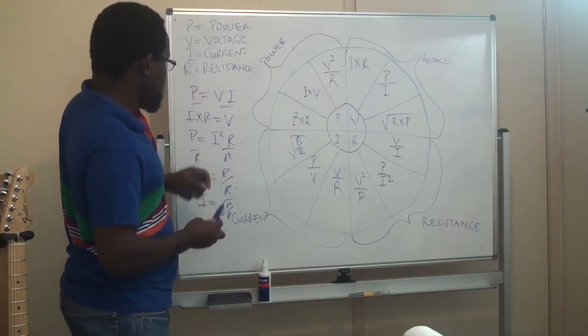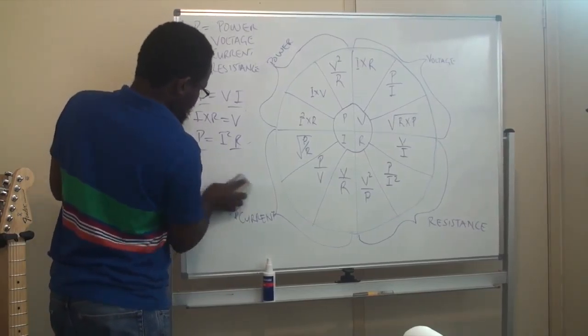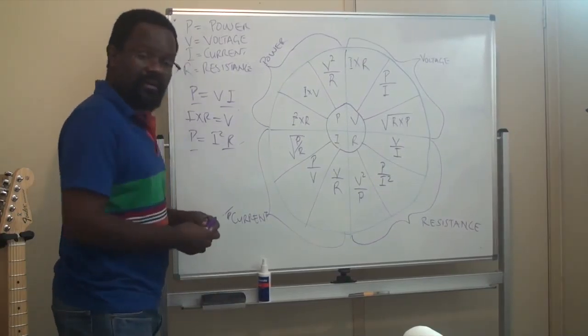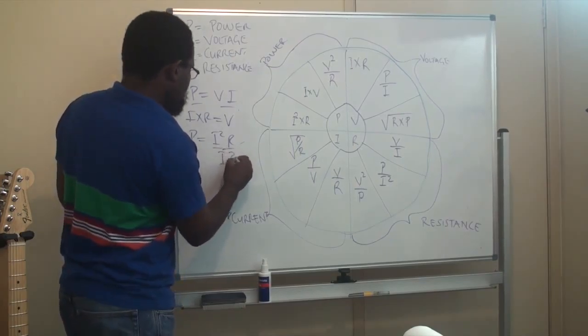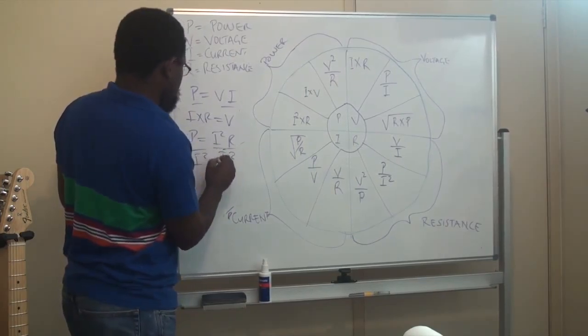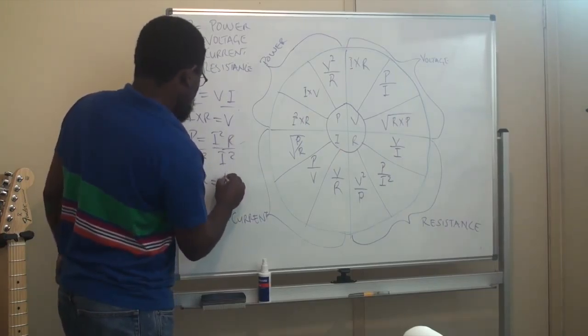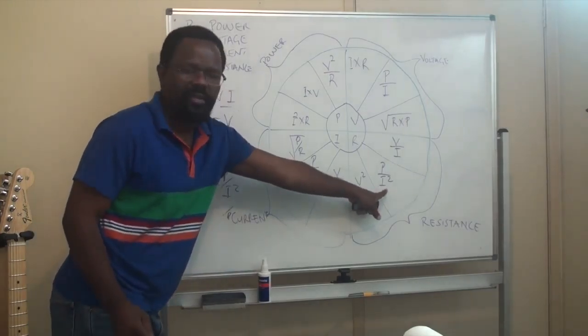Now let's go to the other one, still on the same. If you want to find the resistance, you can divide both sides by I squared, then you find R is equal to P over I squared, which is this formula here.